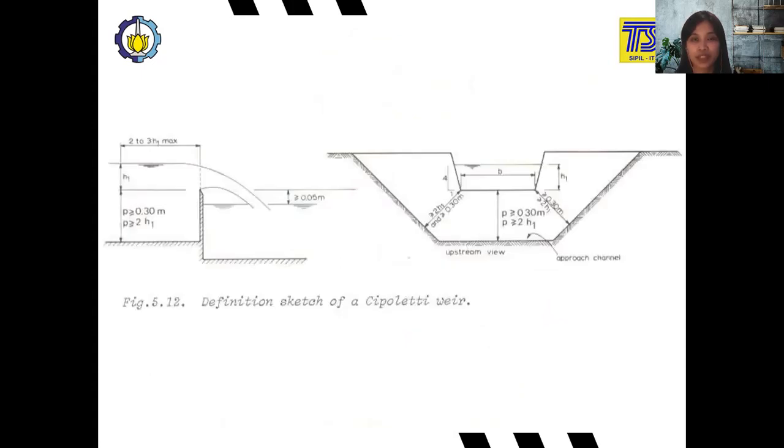This is the Cipoletti weir. So the shape is not so triangular, but also not a V-notch. It is a trapezoidal type of weir. Here we have the comparison of 4 with 1 in the vertical and horizontal direction.